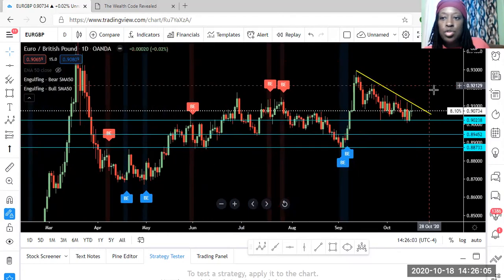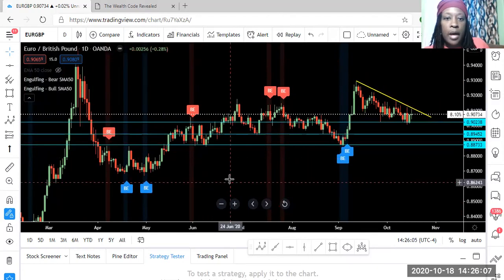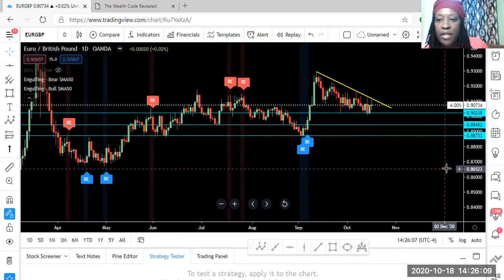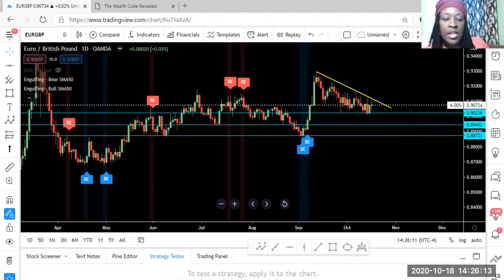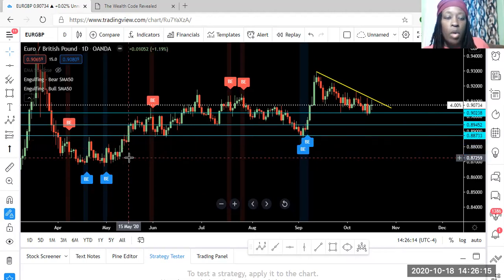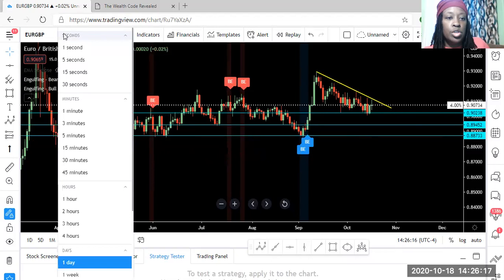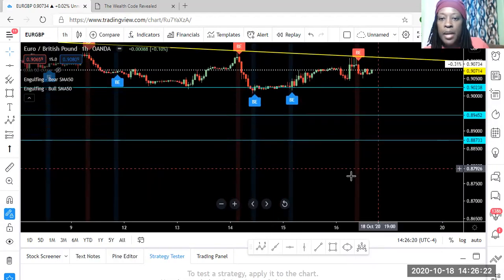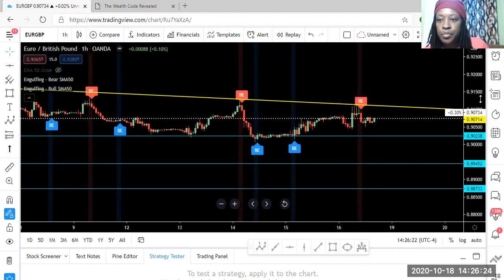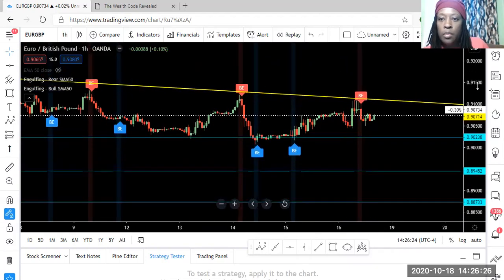I'll show you how to trade the engulfing candles as well. So let's move on, okay. All right, let's drop down to our hour. I trade the 15, but we're just going to do the hour today.